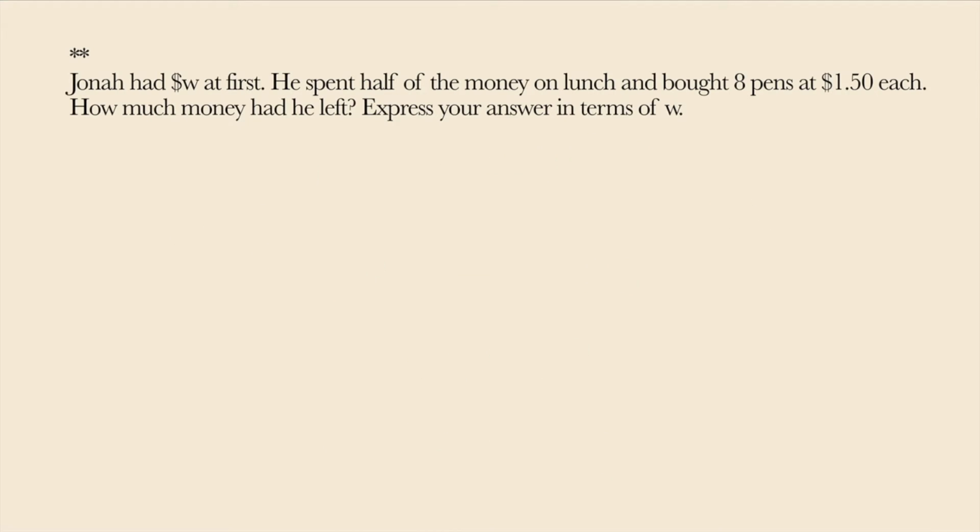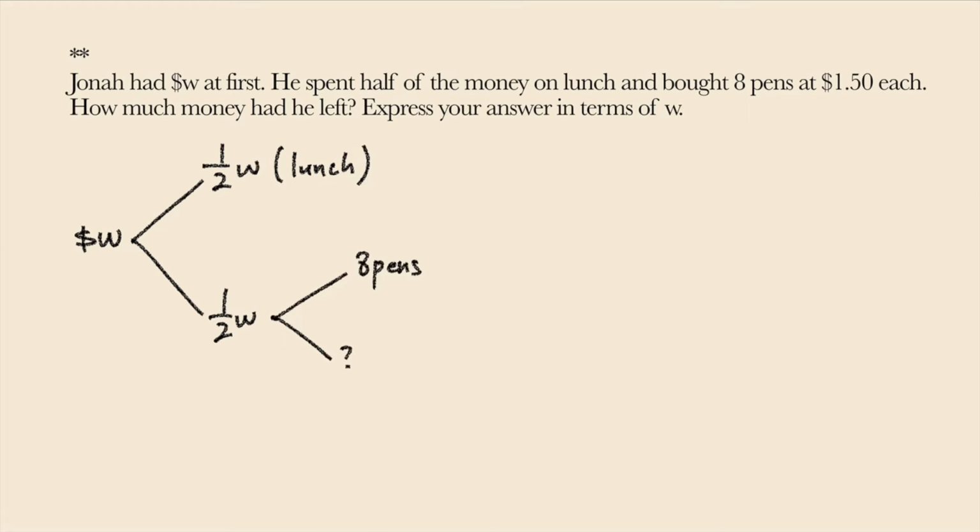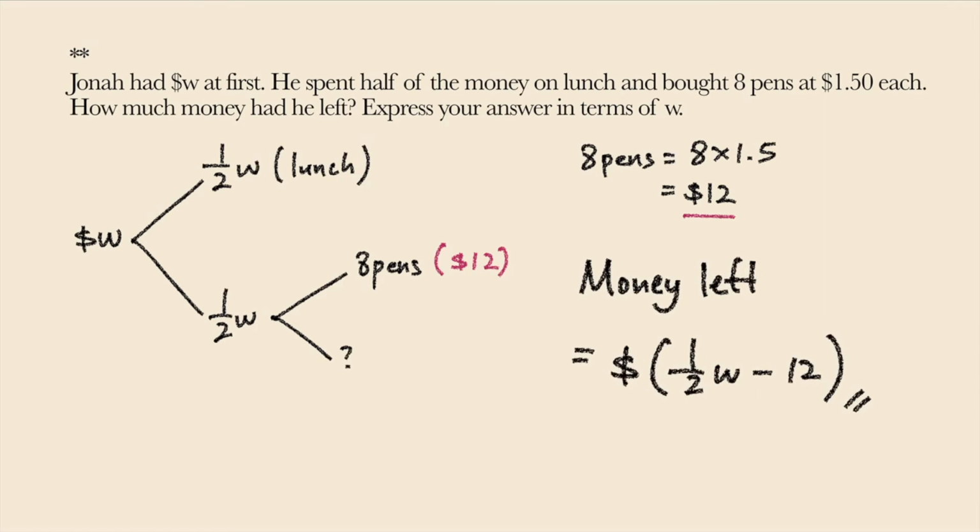Jonah had W dollars at first. He spent half of that on lunch. So we can use a model to show this, half W on lunch, which means he had half W left, and bought 8 pens at 150 each. Well, we can find the actual cost of those 8 pens being 150 each, that's $12. So we can write $12 here. Now, how much money did he have left? So this is a subtraction, isn't it? Spending $12. So what's left would be half W minus 12 in dollars.